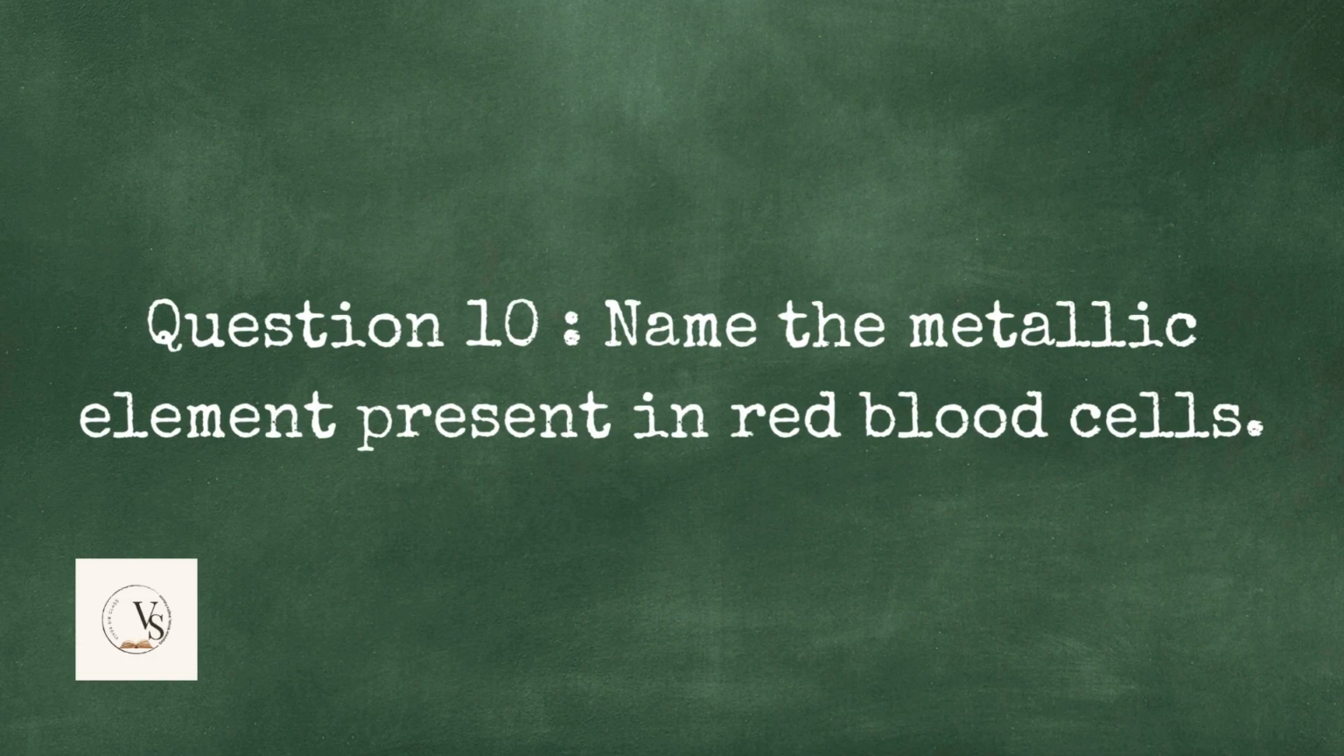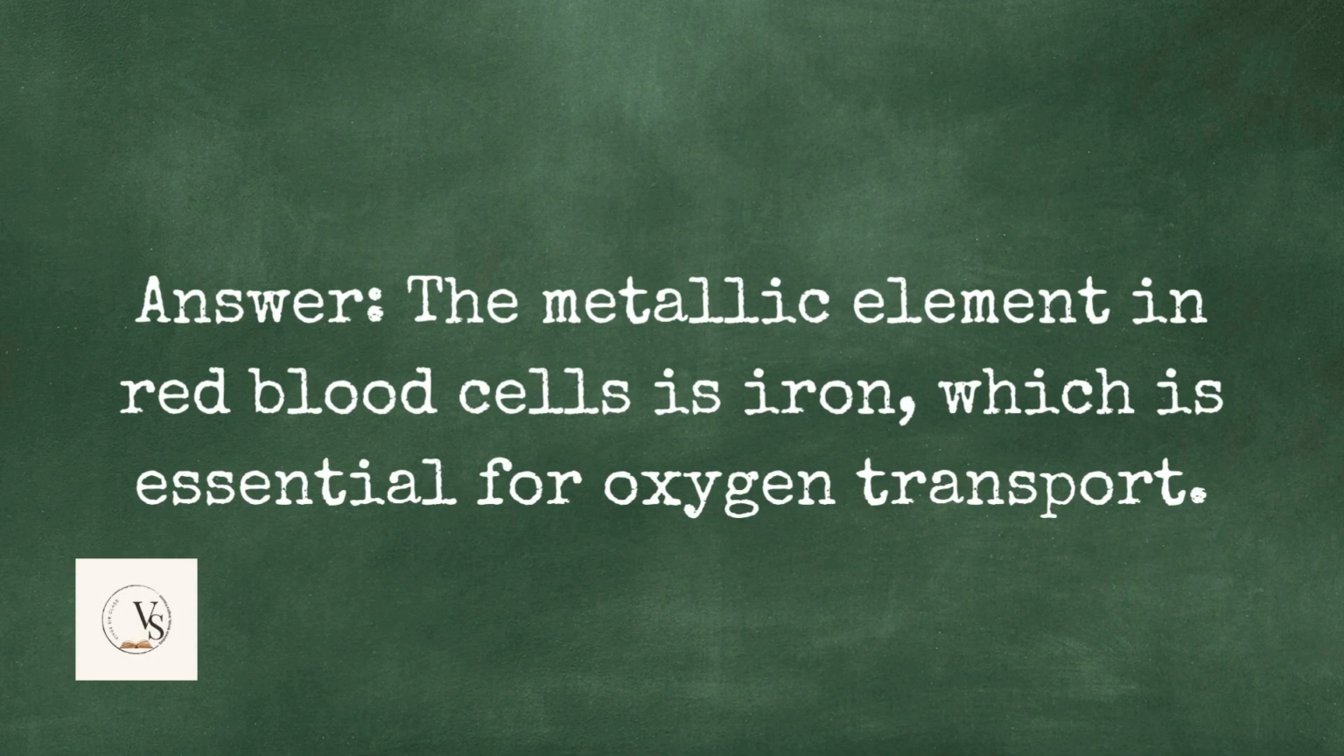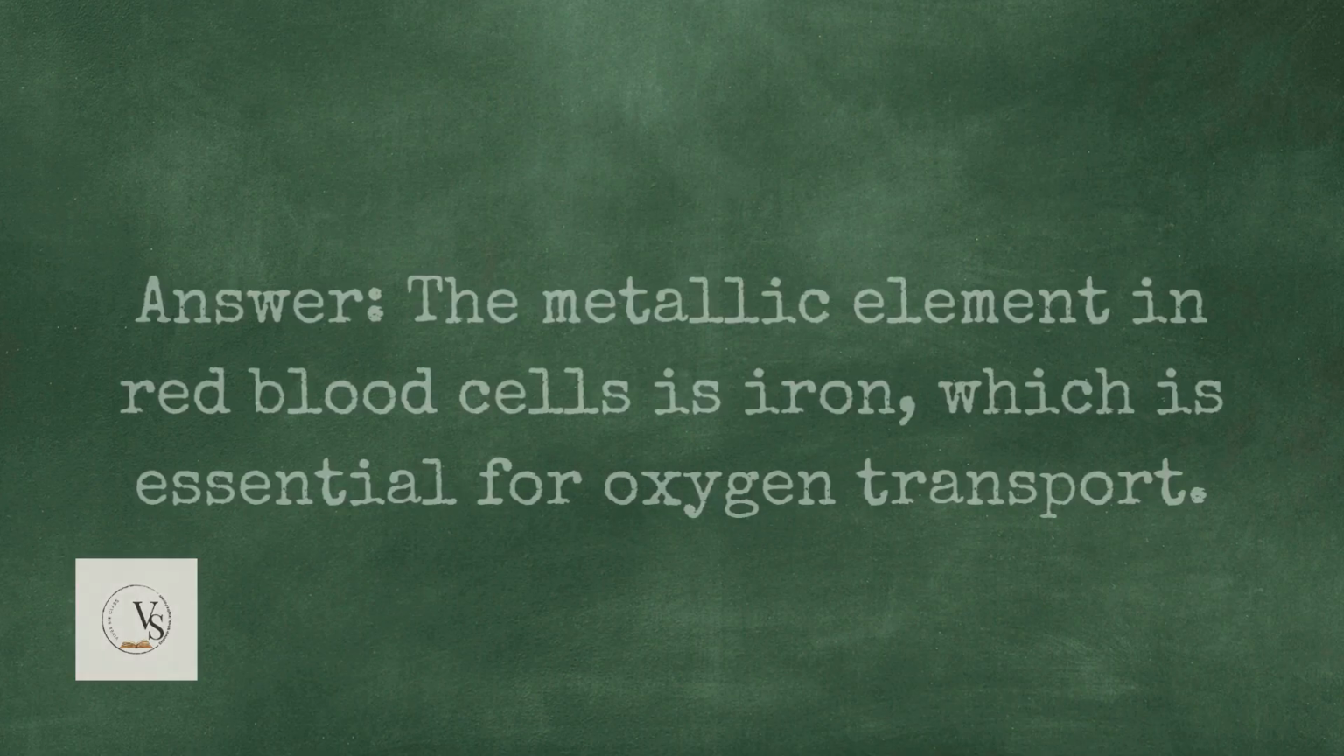Question 10. Name the metallic element present in red blood cells. Answer. The metallic element in red blood cells is iron, which is essential for oxygen transport.